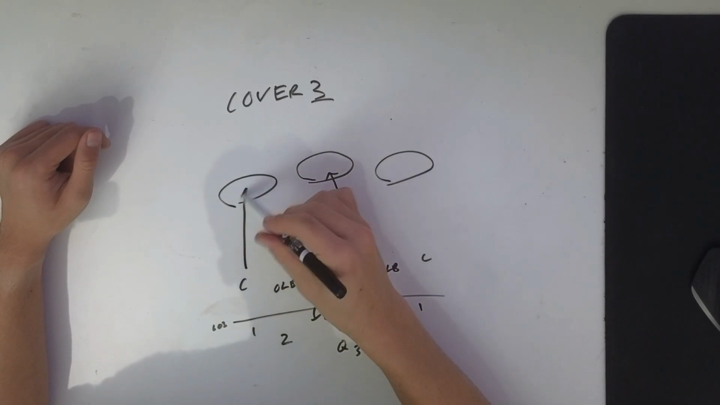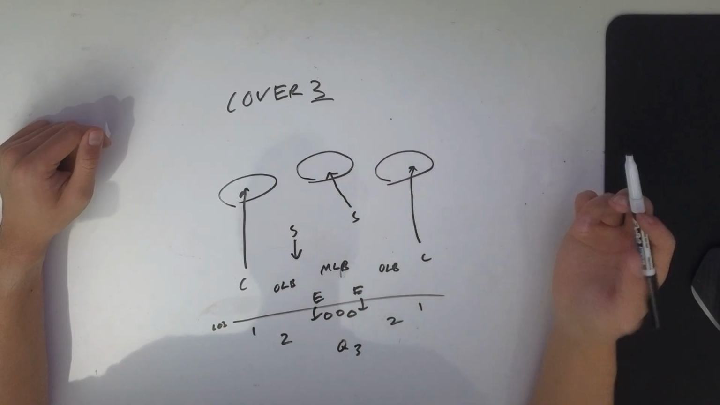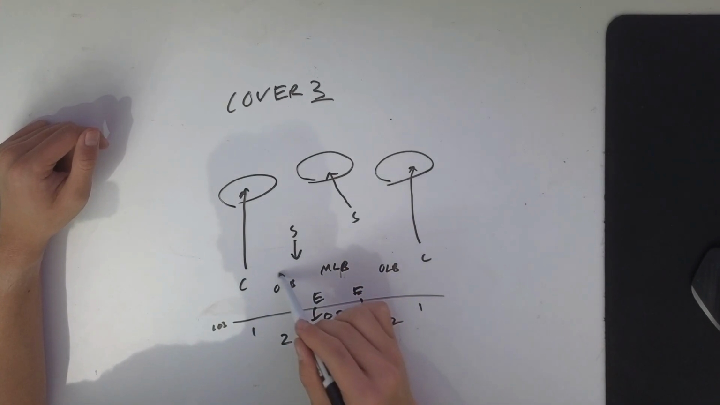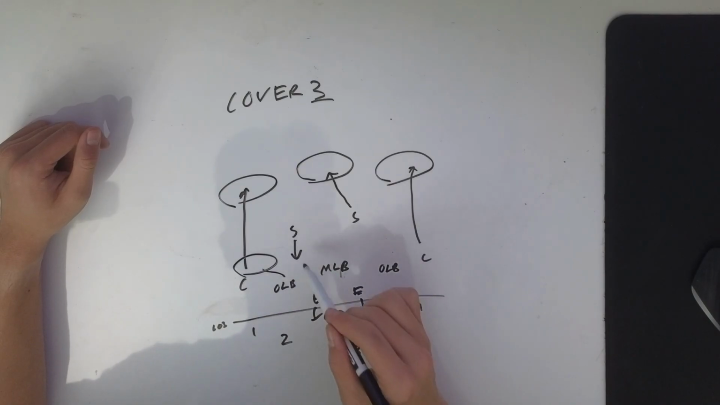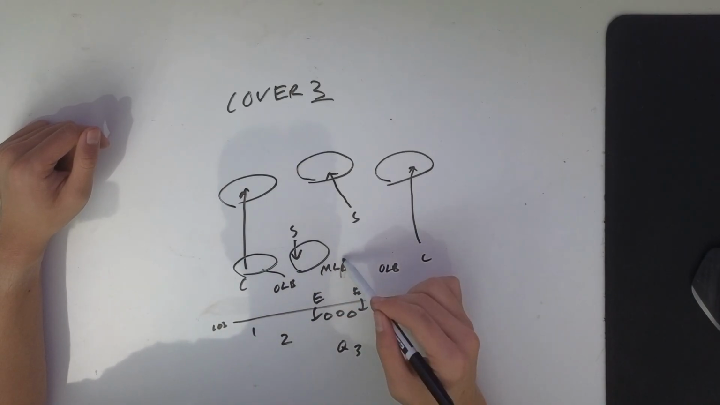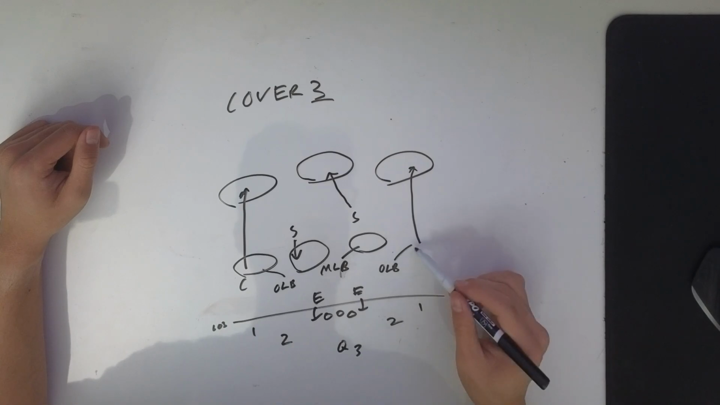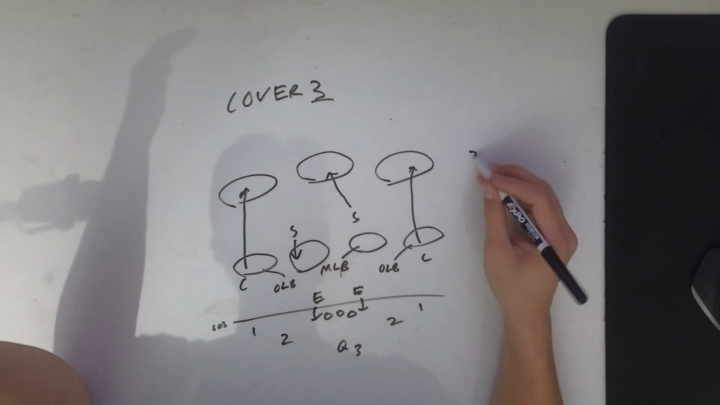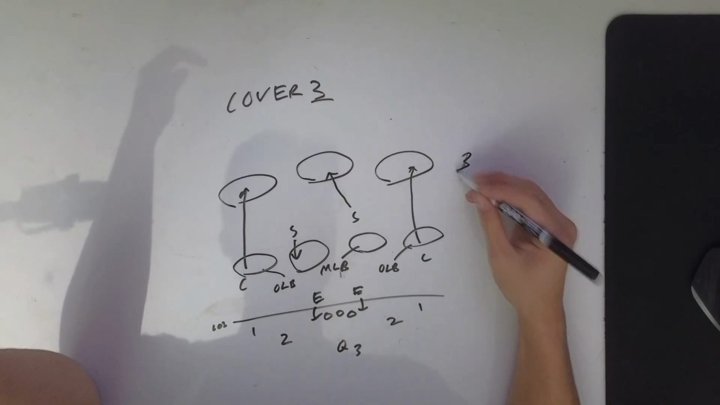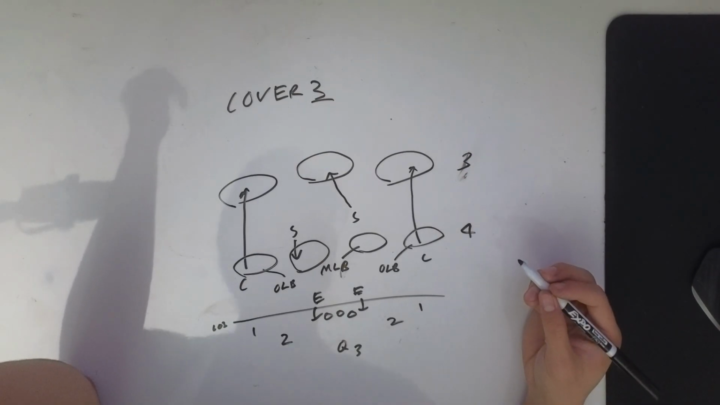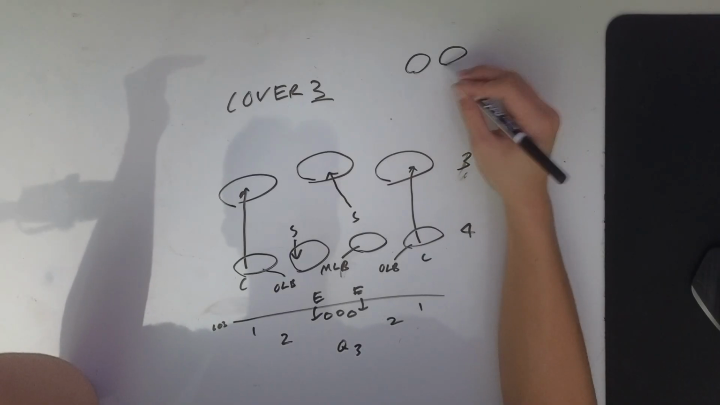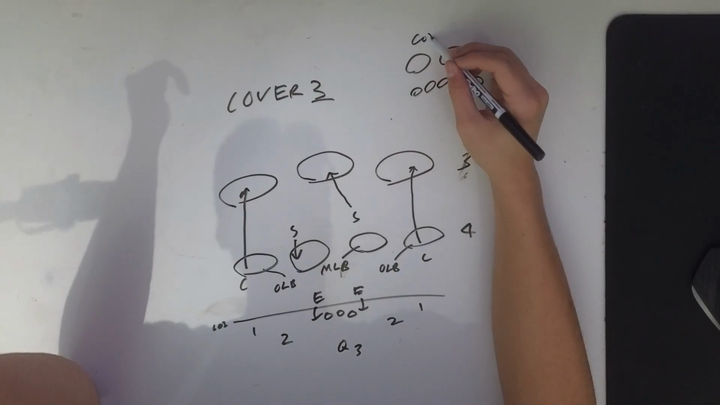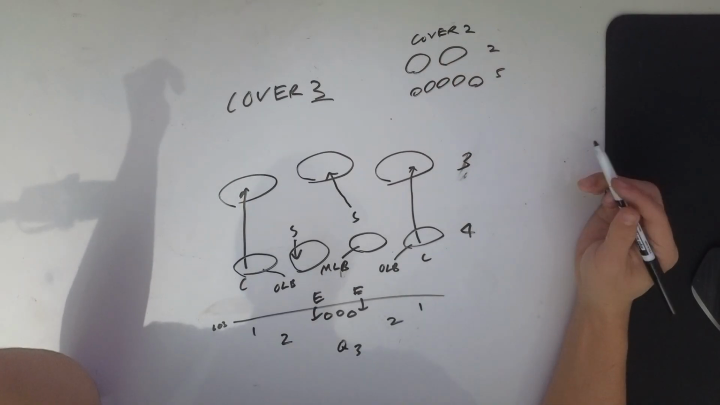The corners are now dropping to these deep thirds, and this outside linebacker is going to be dropping to here. This safety is going to be taking this zone. This middle linebacker is dropping to here. The outside linebacker is dropping to there. So cover 3 is 3 zones deep, and 4 zones underneath. As opposed to cover 2, if you recall, was 2 and then 1, 2, 3, 4, 5 zones underneath. All right.